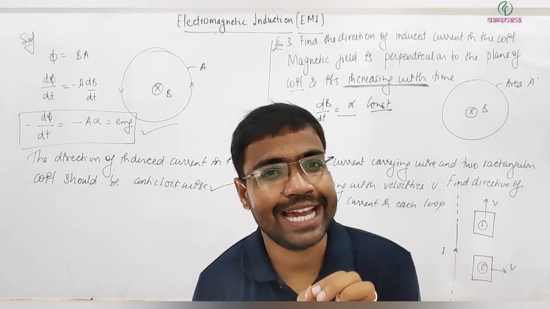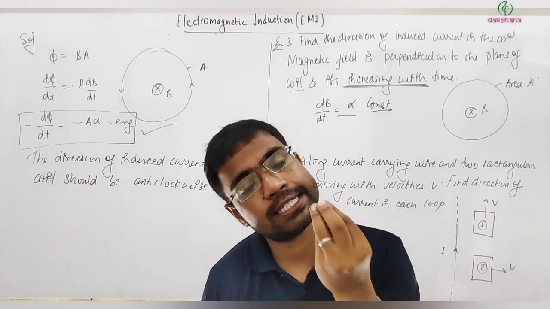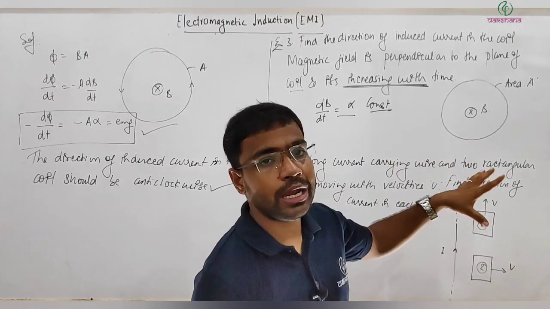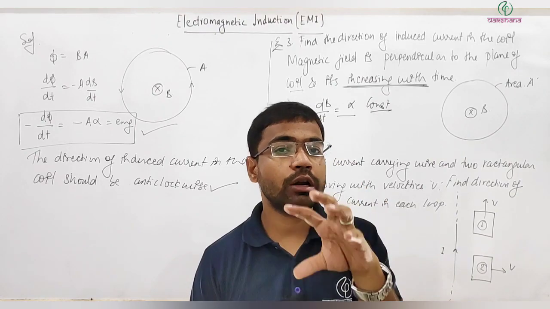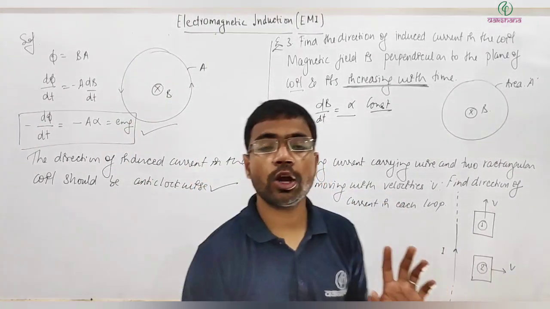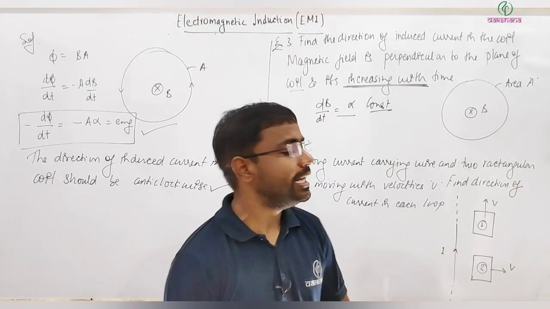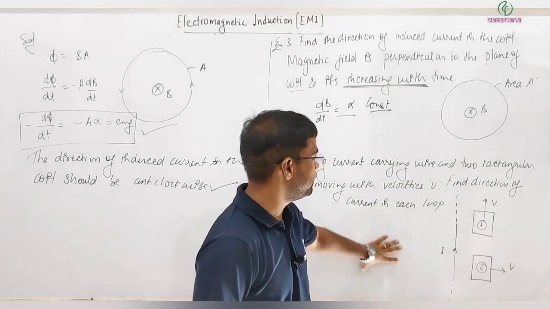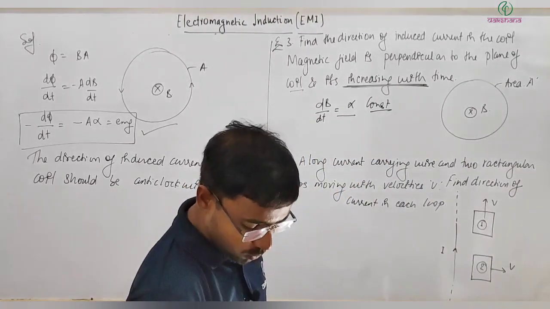You need to decide that in a way such that the changing flux linked to the coil is opposed, or you can say the current induced in the coil should oppose the changing flux, right? Let's see one more example, so I hope this point of the direction of induced current will be more clear to you.